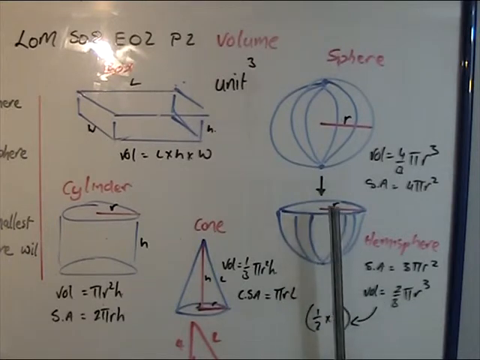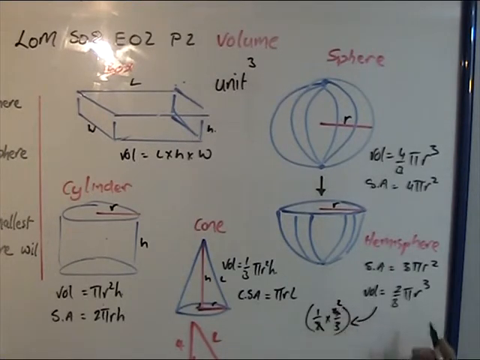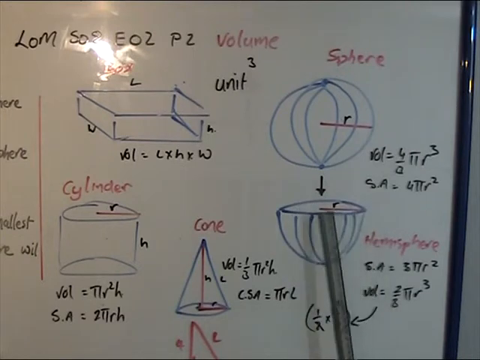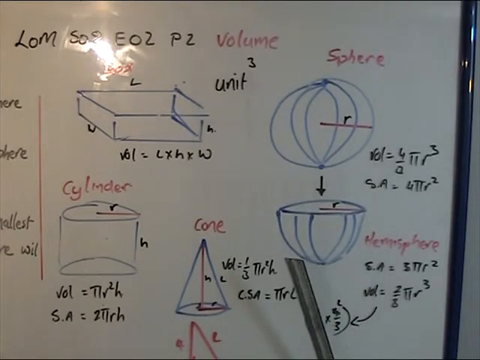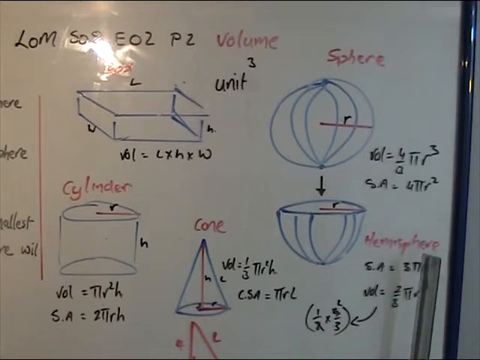We're dealing with a hemisphere now. A hemisphere is half a sphere. If you want to work it out, it's half of 4/3, so it's 2/3 pi r cubed for the volume, not the surface area, because the surface area takes up the circle as well. So remember that the surface area of a sphere is not double the surface area of a hemisphere.